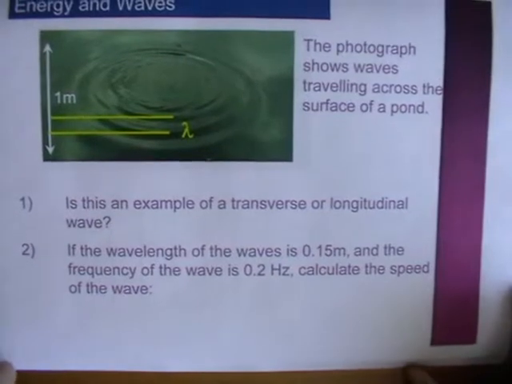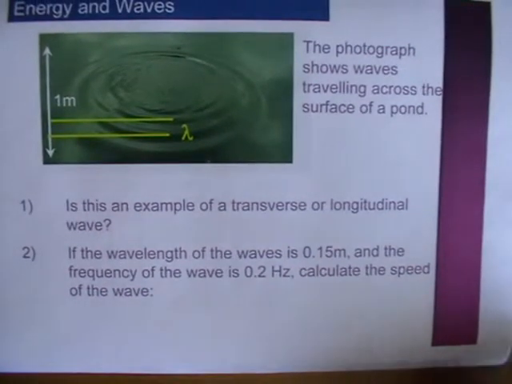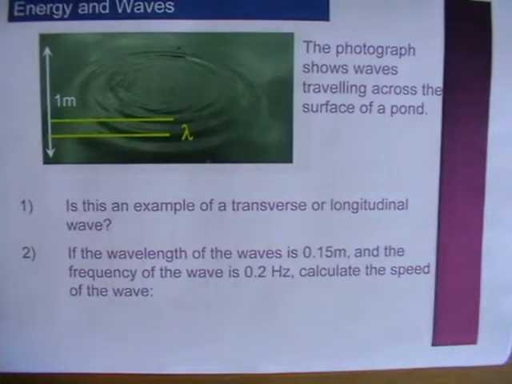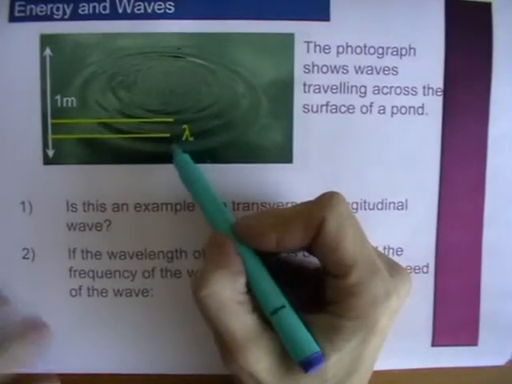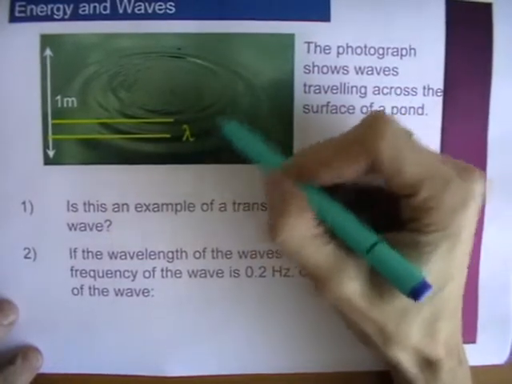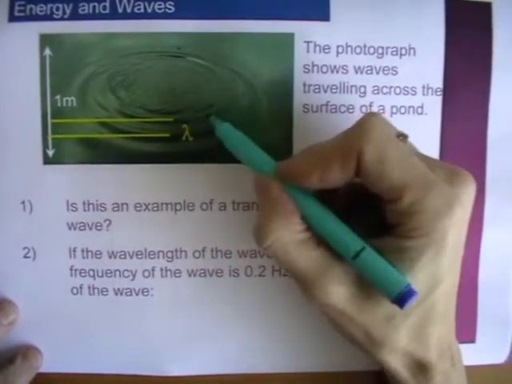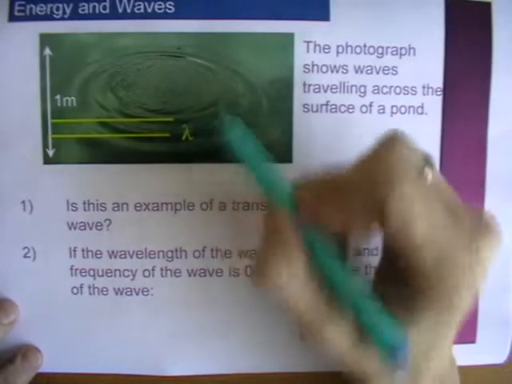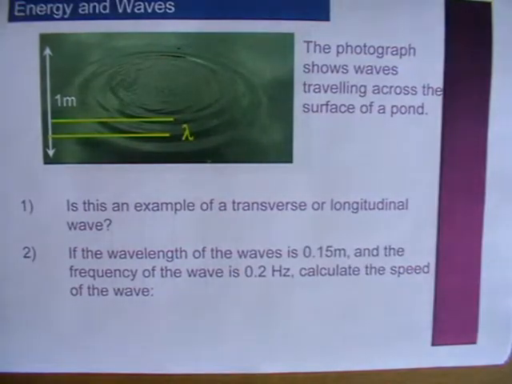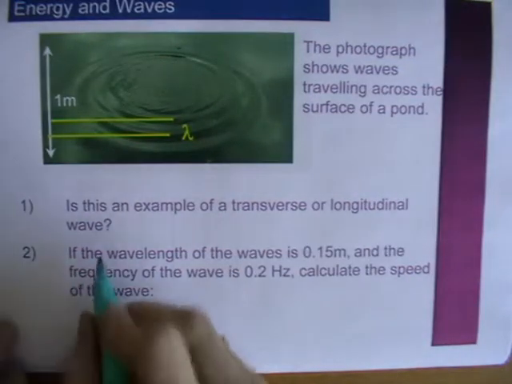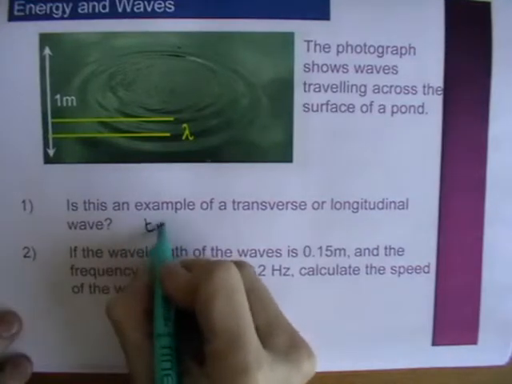Okay, so this is a little wave question. If you can see that there, the diagram shows ripples in a pond, and it shows you the wavelength between them, and the wavelength is from the top of one ripple to the top of the next, or really from the top of one crest to the top of the next. Is this an example of a transverse or longitudinal wave? So obviously it's in water, so it must be transverse.